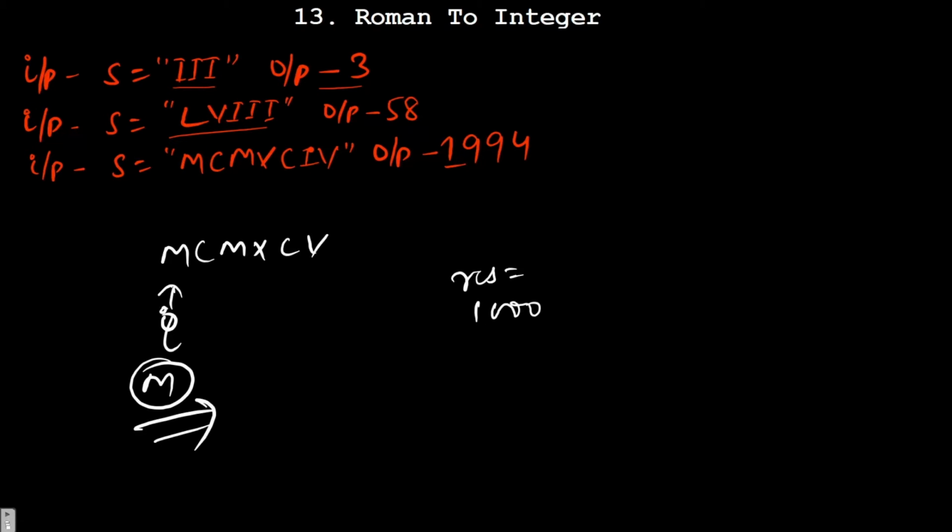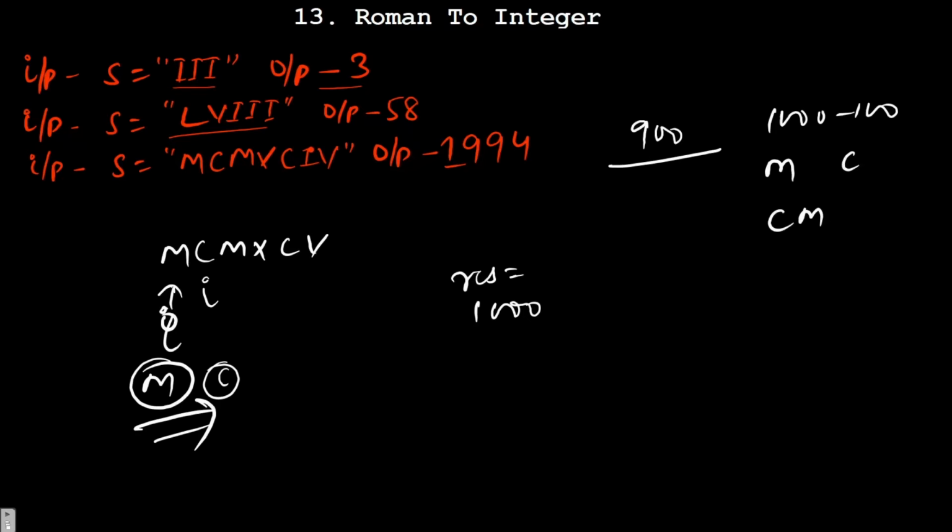So we are at index 1 here. Again the current character is C. Every time we check the current value, we have to check the next value also. First, we have to find the value of 900. How can we find that? The value of 900 is equal to 1000 minus 100, where 1000 is M and 100 is C, so the value of 900 is CM. So whenever we find that the next value is greater than the current one, in this case we have to subtract the current value from the next value, and we have to add this.